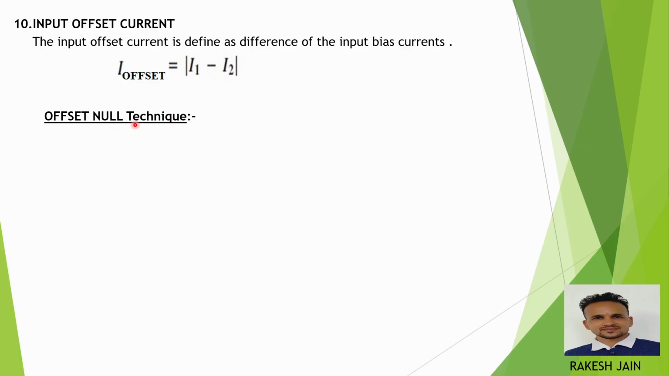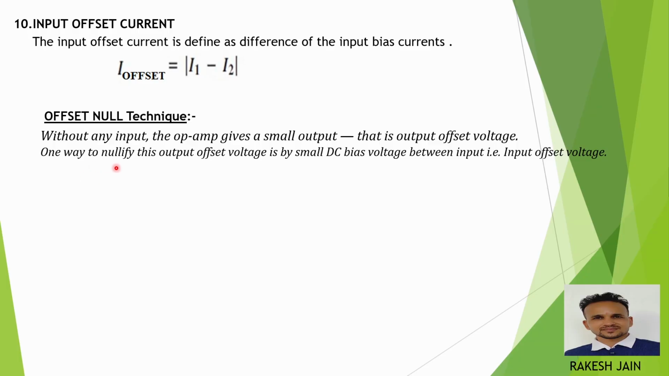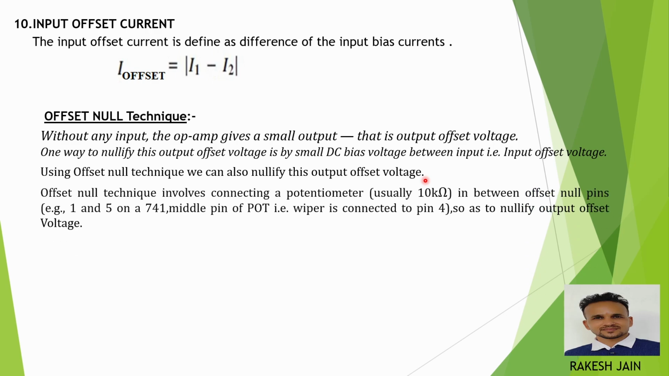As we know that without any input there is some presence of output in an operational amplifier, that is output offset voltage. One method to nullify that output offset voltage is input offset voltage, meaning if we provide a small DC bias voltage at the input terminal of the operational amplifier, then the output offset voltage is nullified. One other way is the offset null technique. Without any input, the operational amplifier gives a small output, that is output offset voltage. One way to nullify this output offset voltage is by a small DC bias voltage between the inputs, that is input offset voltage. Using the offset null technique, we can also nullify this output offset voltage.